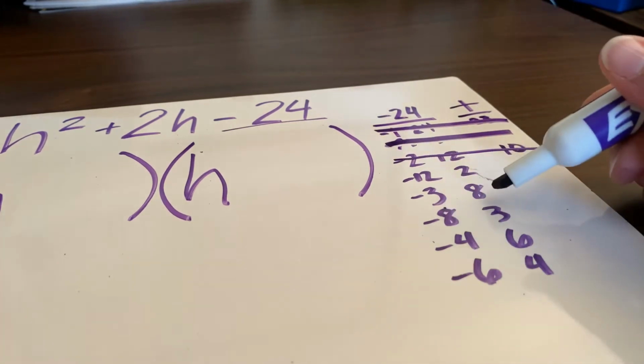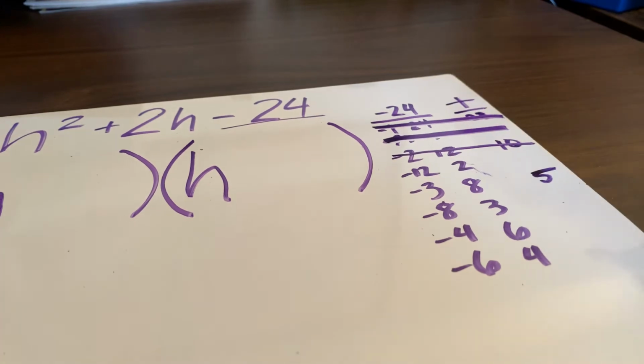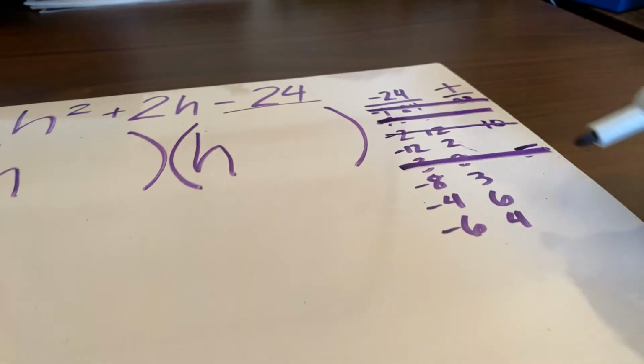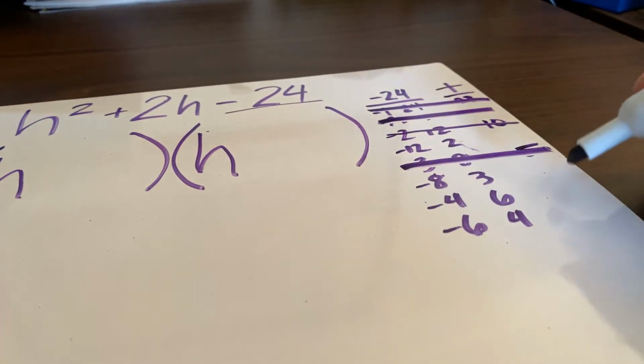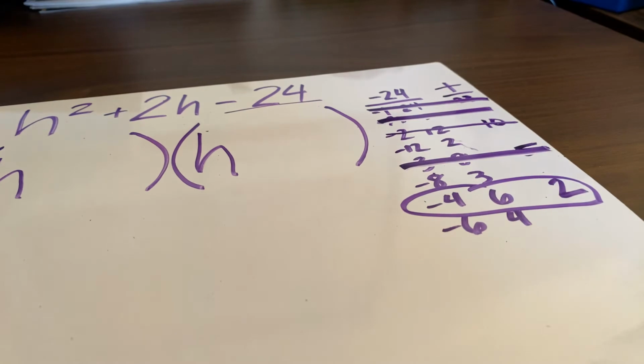What about negative 3 and 8? That would add up to 5. No, that's not what we want. What about negative 4 and 6? Oh, hey, that adds to 2. That is what we want, right?